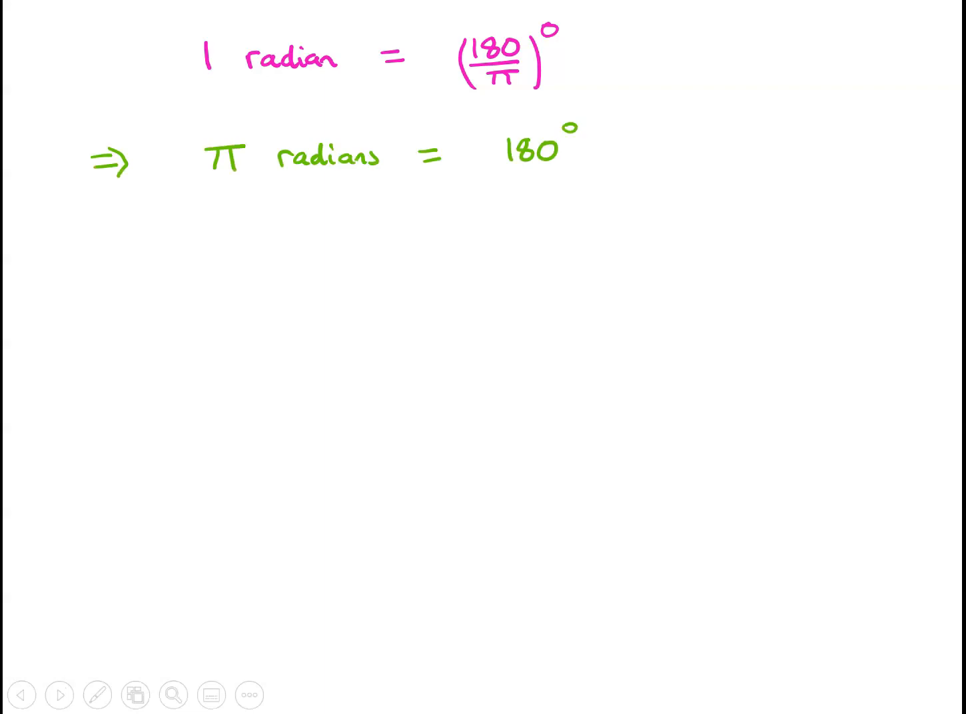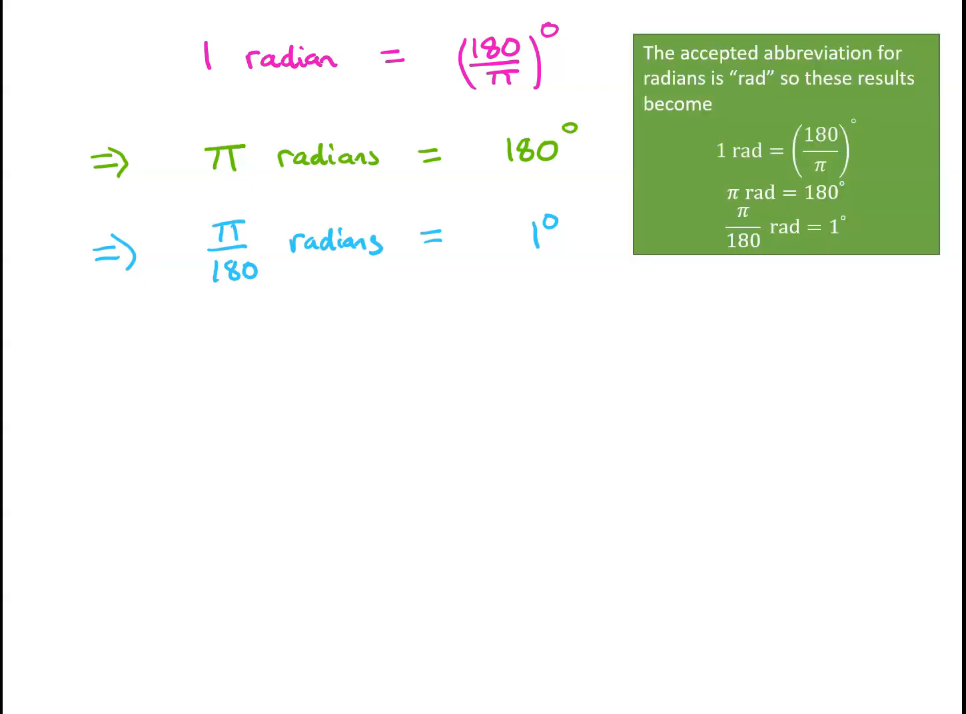Keeping in mind that 1 radian is exactly the same as 180 divided by pi degrees, we could rewrite that as saying that pi radians is exactly the same thing as 180 degrees, or we could say that 1 degree is the same thing as pi divided by 180 radians. The accepted abbreviation for radians is rad. So these three statements that we've got would become 1 rad equals 180 over pi degrees, pi rad equals 180 degrees, or pi over 180 rad equals 1 degree.